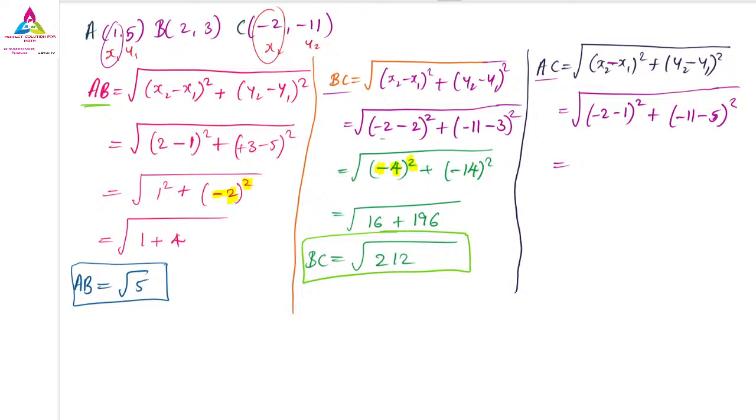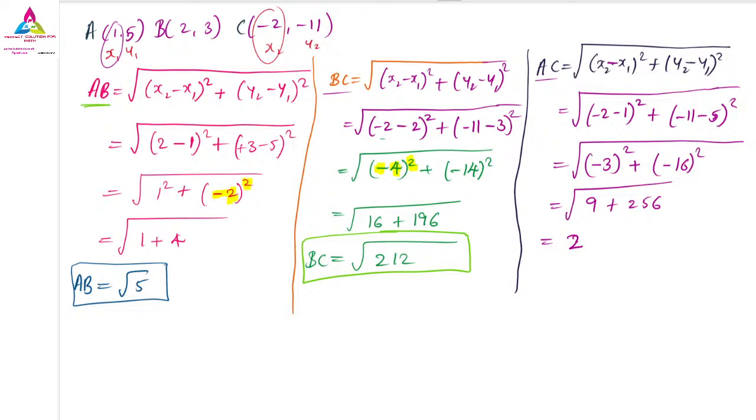So what is the answer? Root will remain as it is. Minus 2 minus 1 is minus 3 the whole square plus minus 11 and minus 5 is minus 16 the whole square. So minus 3 the whole square is nothing but positive 9, and minus 16 the whole square is 256. So the final answer will become 265. That is the root.